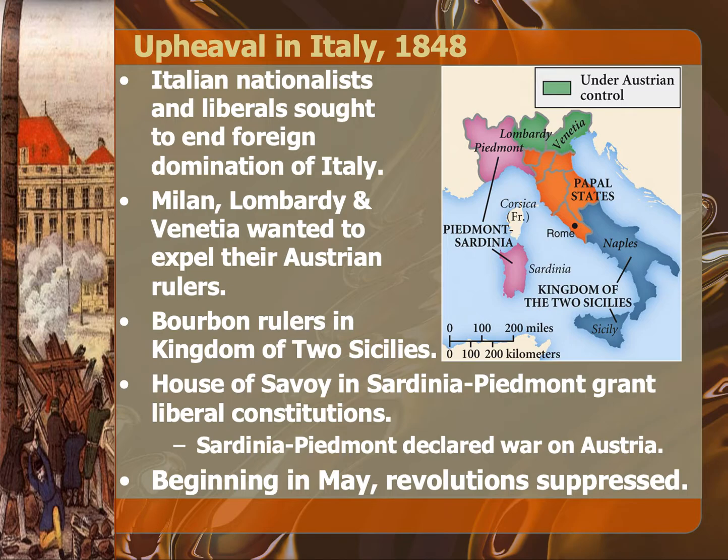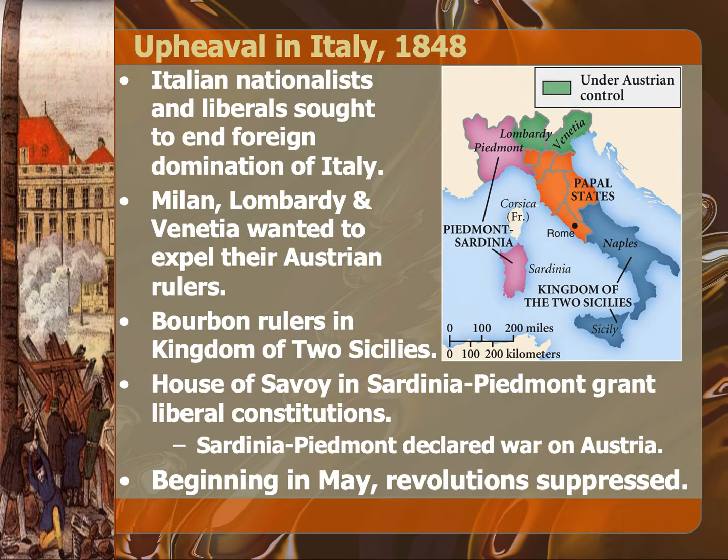So Milan, Lombardy, and Venetia wanted to expel their Austrian rulers. We have these Bourbon rulers in the Kingdom of the Two Sicilies, again, related to the crown heads of Spain. And then you have this House of Savoy in Sardinia, Piedmont. They wanted to be liberal. So you have, again, all of these basically competing viewpoints.